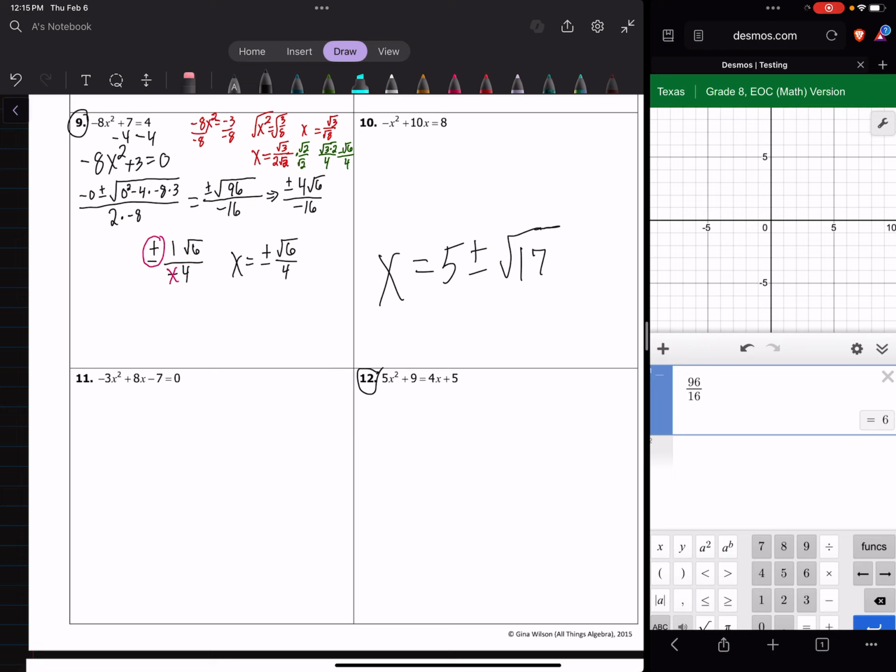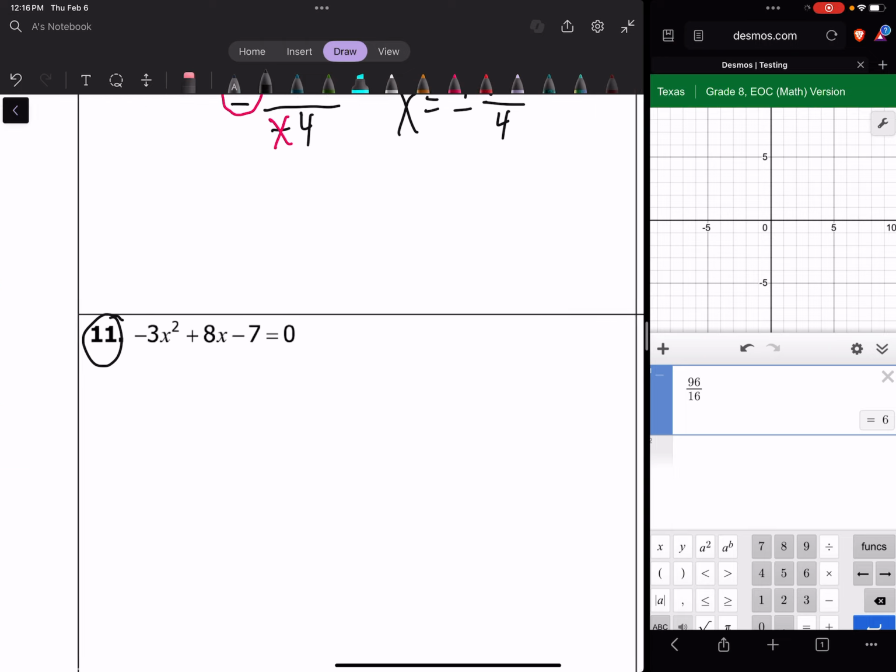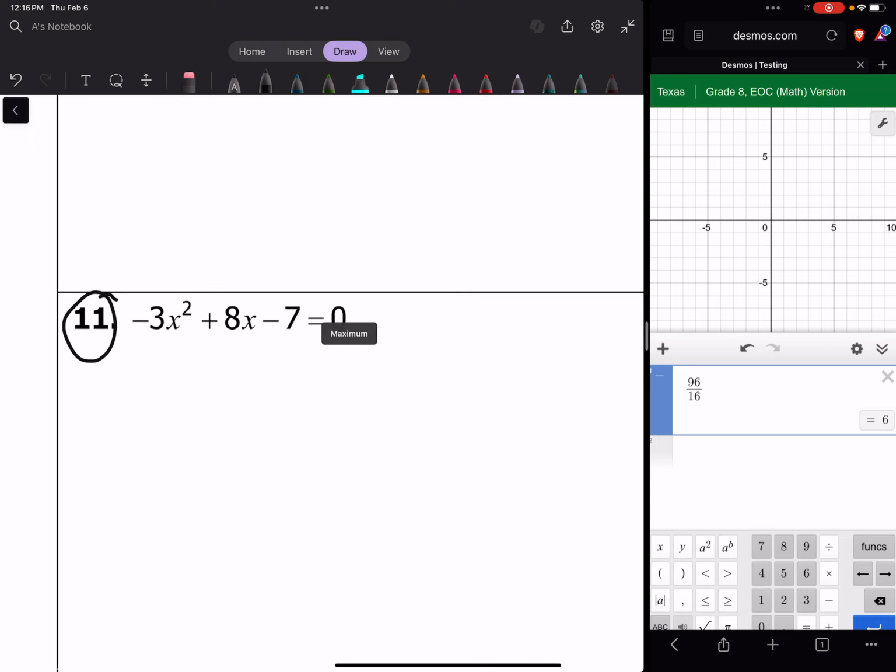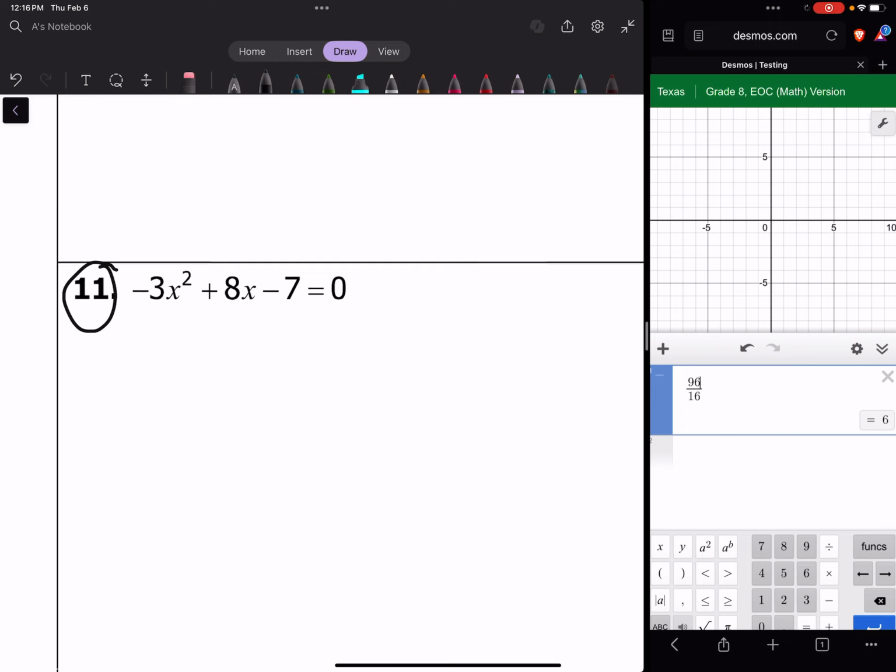All right, number 11, number 12. These both have imaginary solutions, which is why I'm working one of these. Looking over this, I think 12 is easier, so I'm actually going to do number 11, okay? Let's do number 11. All right, I have it in standard form. Let's use my formula.